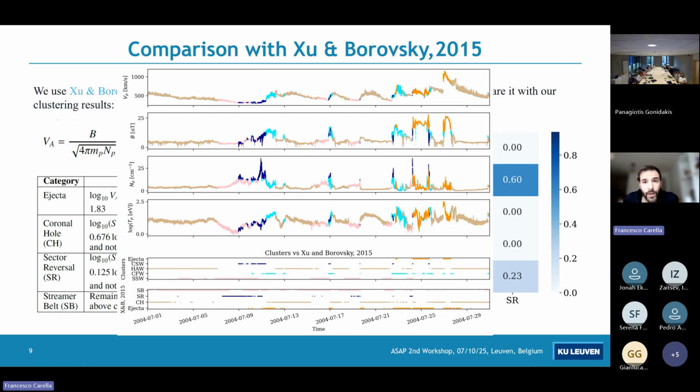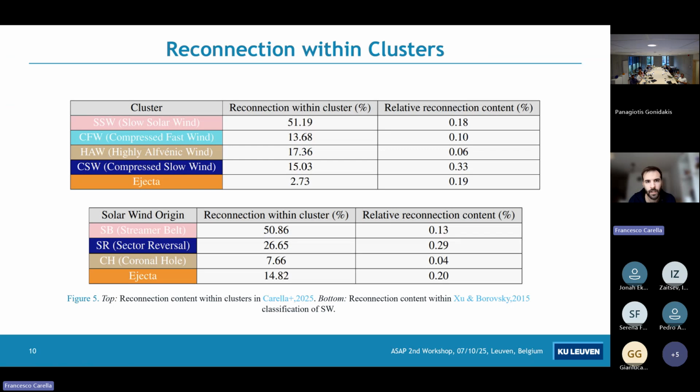This also explains why in their paper they said that they had a bimodal distribution of the ejecta, because they had this magnetic cloud-like ejecta, which are mostly ICMEs, and then they have this mixed streamer belt and coronal wind ejecta class that, at least from the results of this paper, can be explained by this compressed fast wind. Then, of course, we contextualize the reconnection.